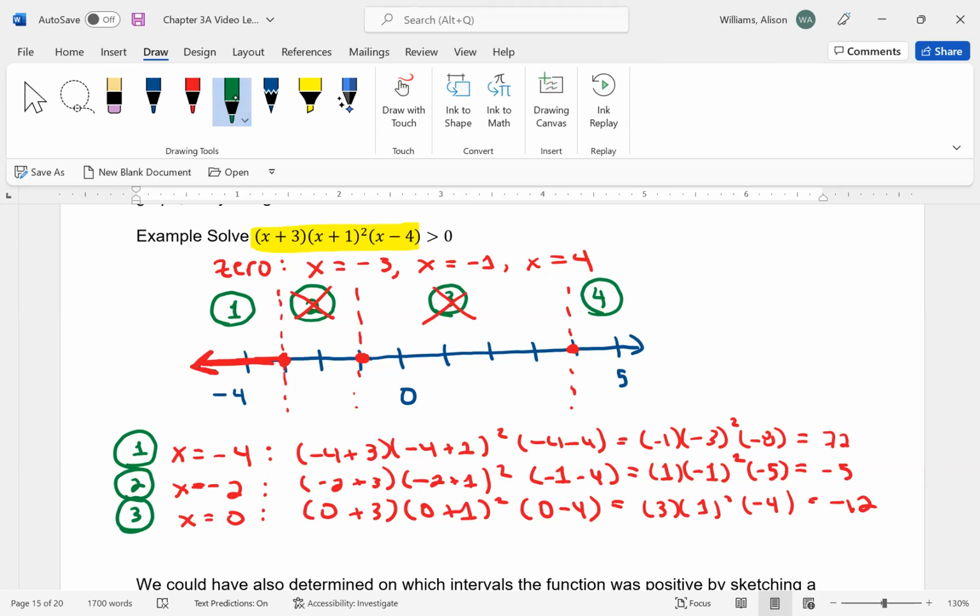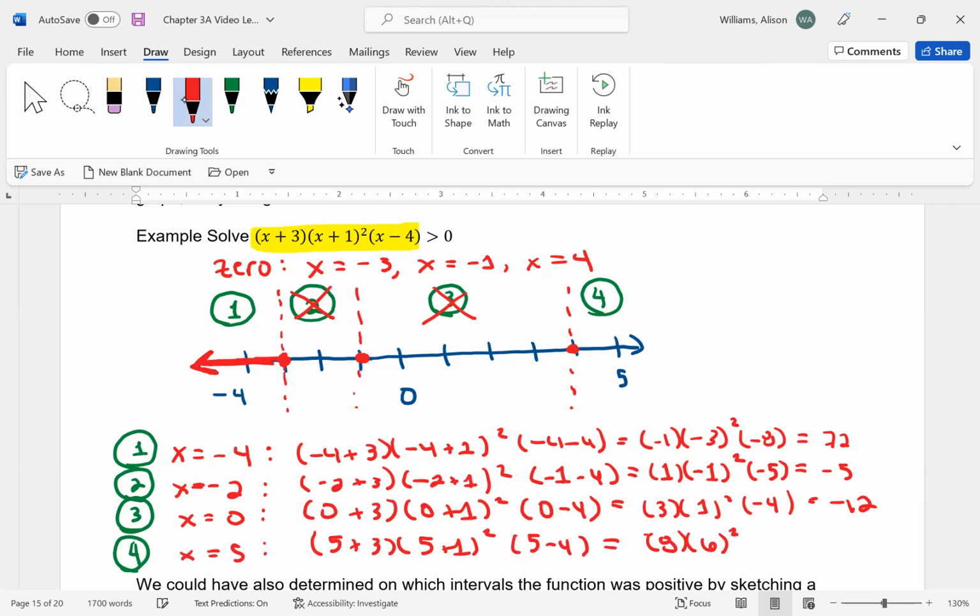Last one, region 4. Picking a number that's bigger than 4. Let's pick 5. 5 plus 3, 5 plus 1 squared, 5 minus 4. So I can already tell all of these are coming out positive. In fact, it's okay if you stopped and said, cool, I'm getting a positive number. That's part of the region. There's nothing wrong with that. Okay, so let's see. 6 squared, 36. 36 times 8 actually comes out to 288. And it's a positive. So this is part of my solution. Region 4 does work. So all of these numbers over here are part of the solution.